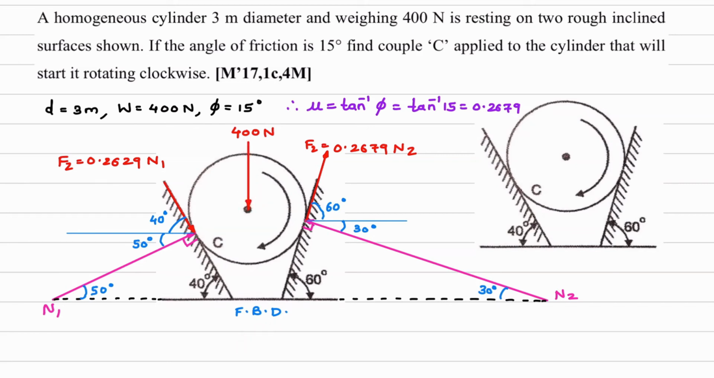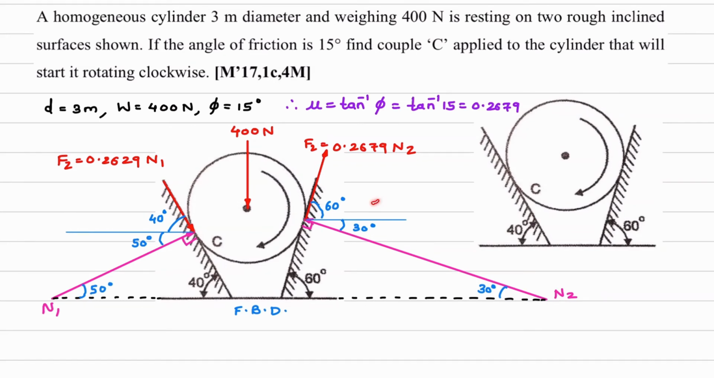Okay, now after drawing this, in this question something different is given. Okay, mu value is not given directly in the question. Instead of that, what is given? Angle of friction is 15 degree. So from angle of friction we have to find mu. Mu is equal to tan of the angle of friction, equal to tan 15. So mu is equal to 0.2679.